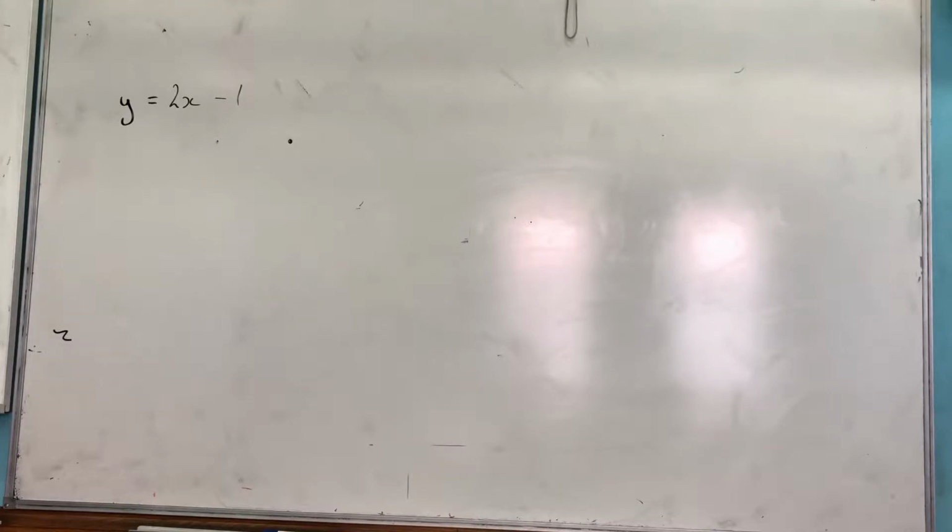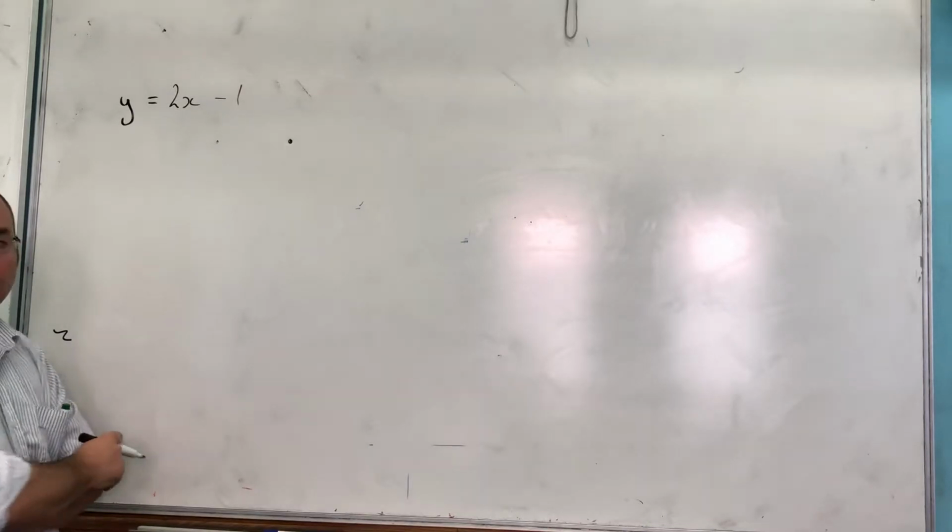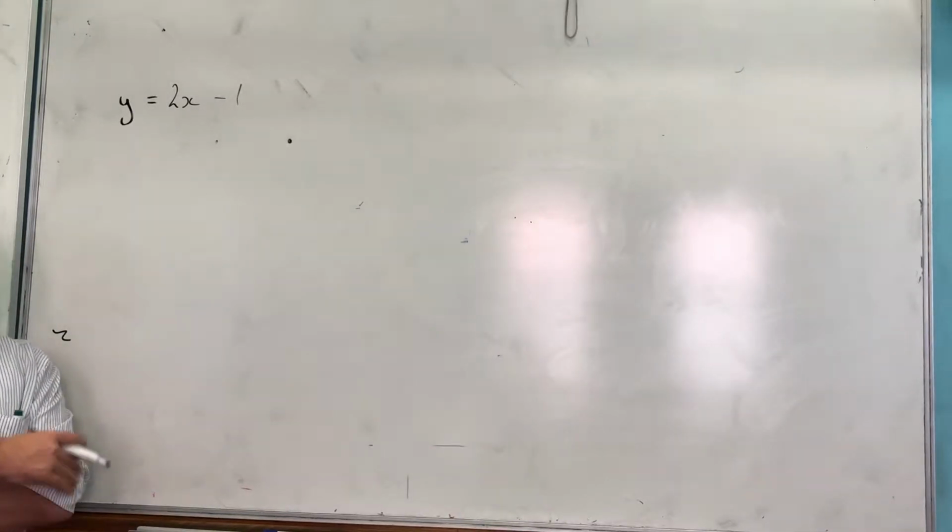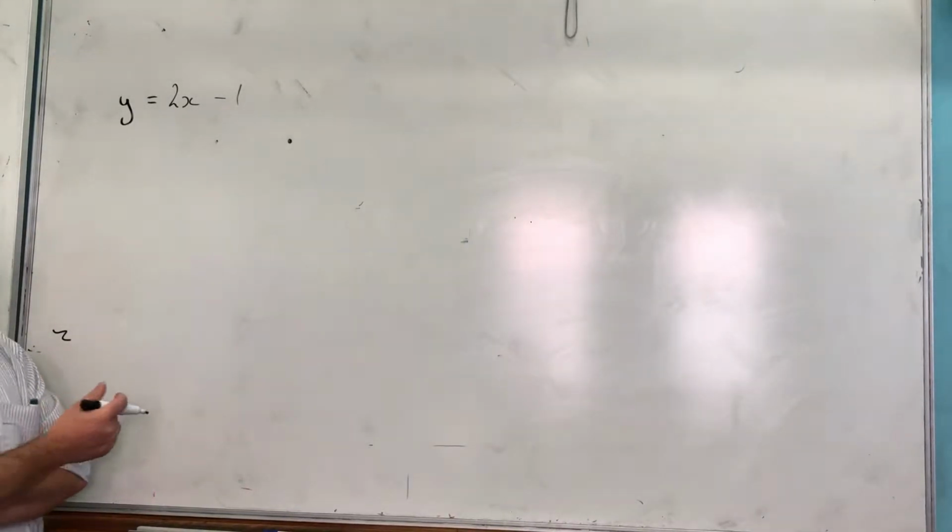Now it's a straight line, we're told it's a straight line, which means that to do a graph of it, all you really need to do is have 2 points on it. So once you've got 2 points on the graph and you join them together and draw the line, there's your straight line. So that's pretty straightforward.